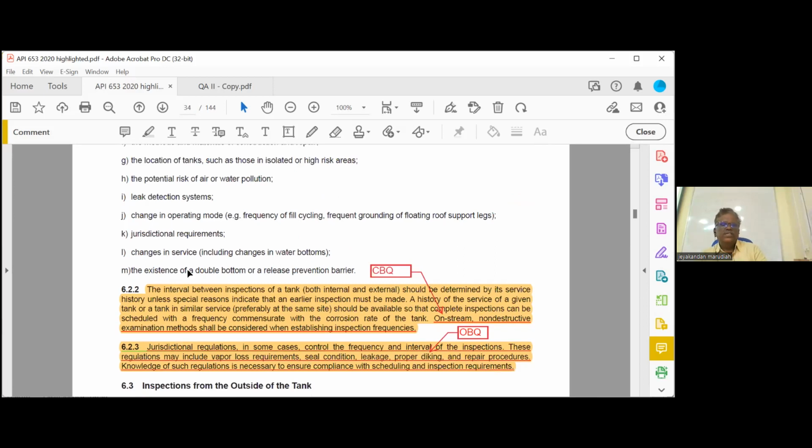Then 6.2.2, last line. See, the interval between inspections of the tank should be determined by service history unless special reasons indicate earlier inspection. A history of service of a given tank or a similar service should be available. Then highlight the last line: on-stream, non-destructive examination methods shall be considered when establishing the inspection frequency.